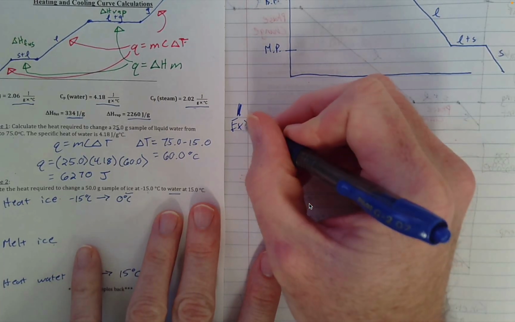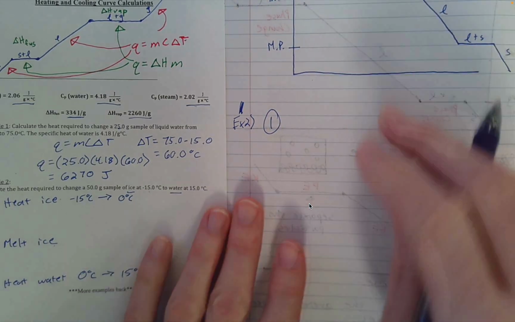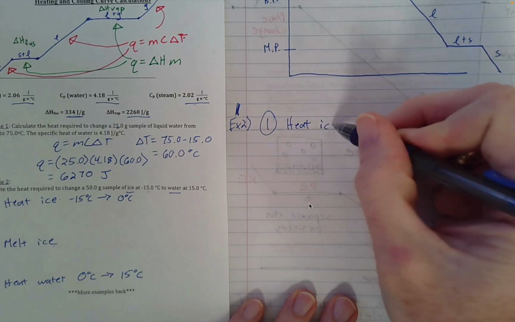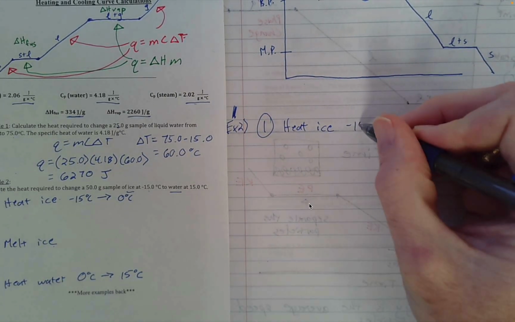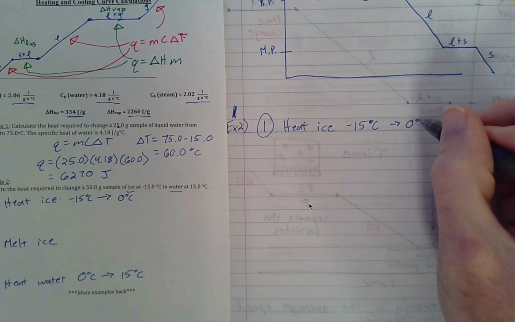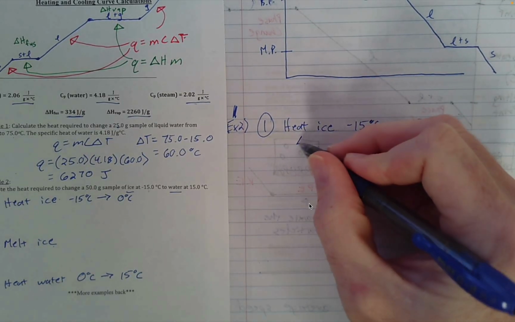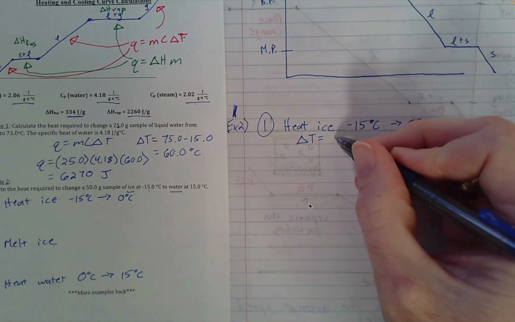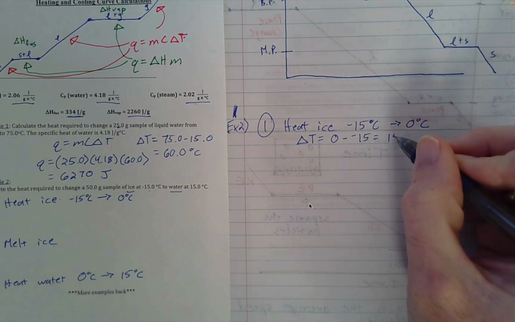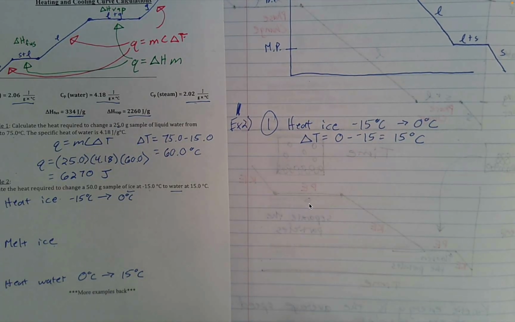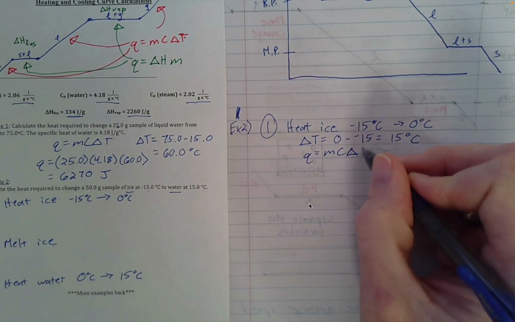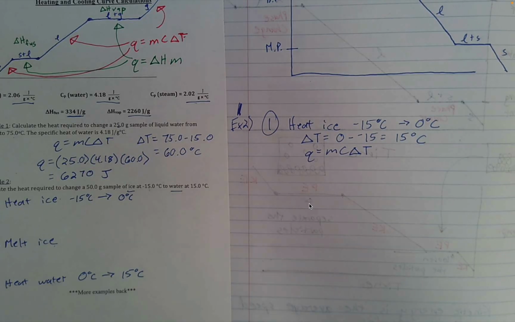So we'll say example 2. Now the first part is we're going to heat the ice from negative 15 degrees Celsius to 0 degrees Celsius. So the change in temperature is going to be what? 0 minus negative 15, which is a positive 15 degrees Celsius, right? It went up 15 degrees. And we're going to use Q equals MCΔT like we normally would, okay? Because we have a temperature change.